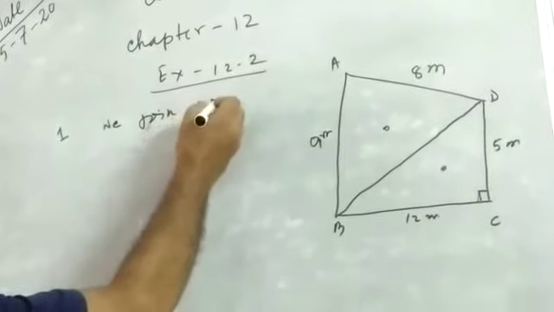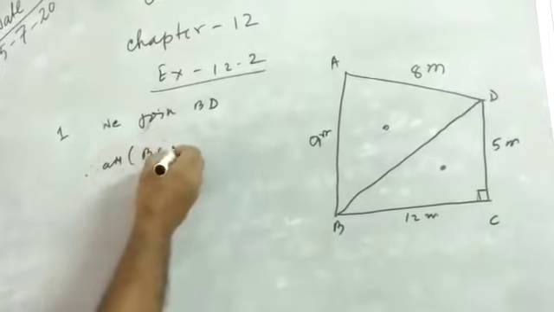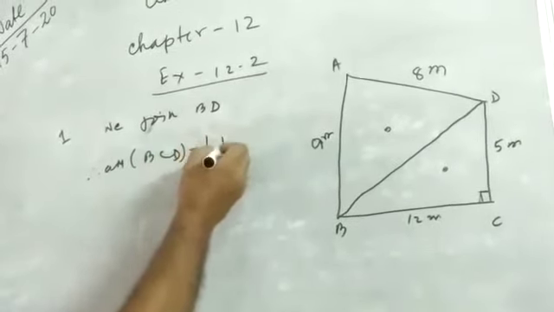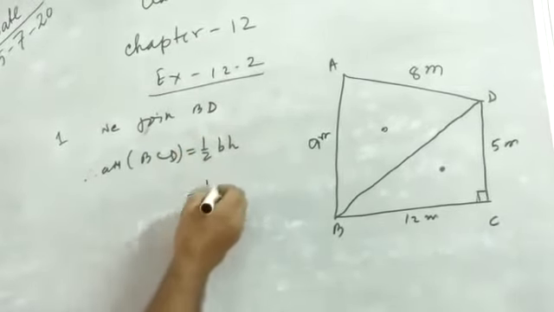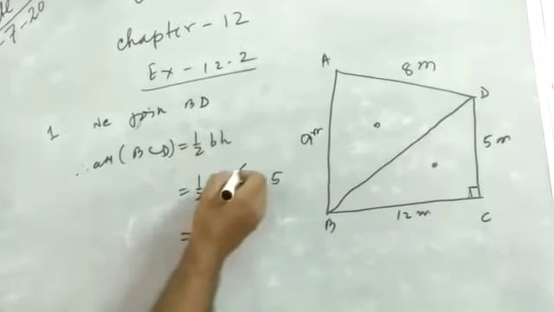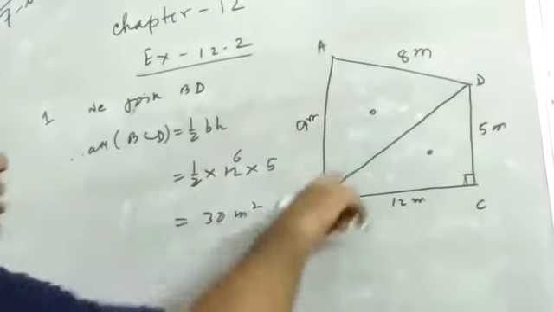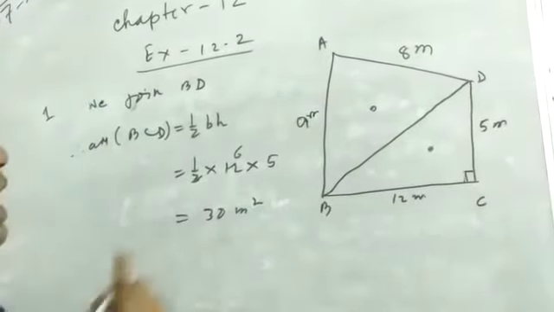We join BD. So directly, the area of triangle BCD is half base times height. Half, base is 12 and height is 5, so it is 6, which means 30 meter square. But ABD is not a right triangle. Then how will we find the area?